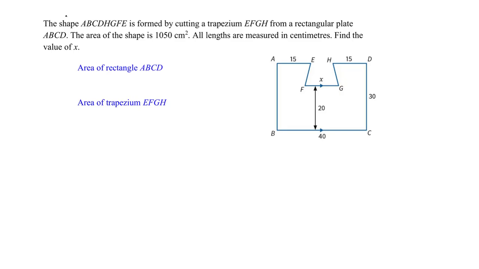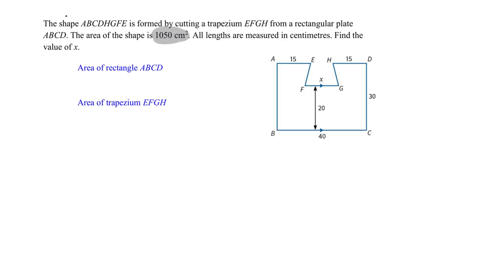Hello everyone, welcome to this video where we are given a shape A, B, C, D, H, G, F, E, and it is formed by cutting a trapezium E, F, G, H from a rectangular plate ABCD. And we are given the area of this shape. Okay, so this is something that we later will need to use.